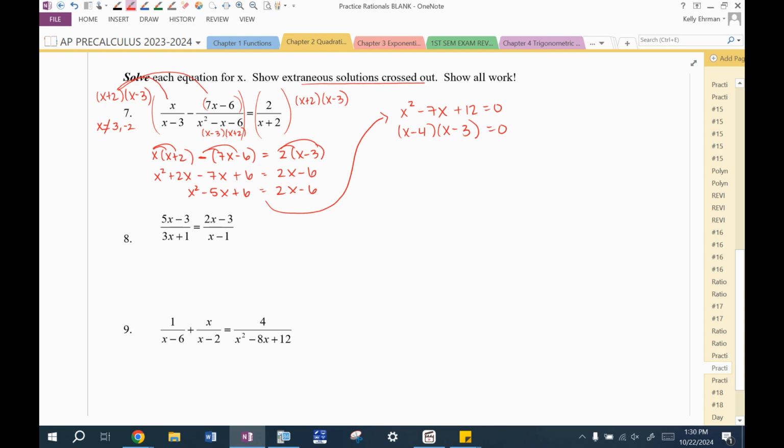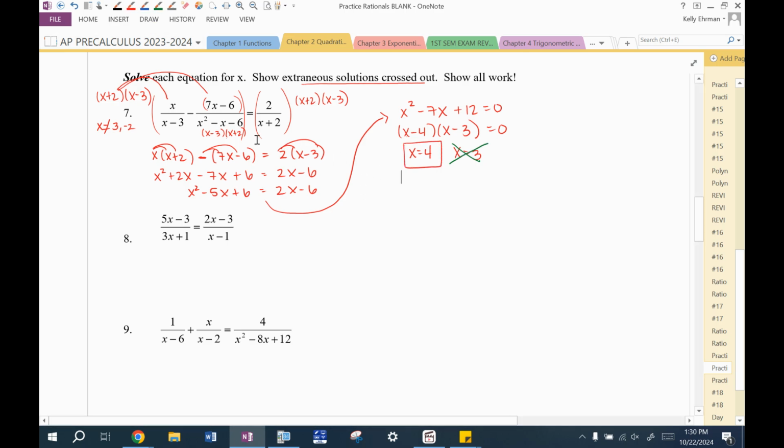This factors into x minus 4, x minus 3. If x minus 4 equals 0, then x equals 4. If x minus 3 equals 0, then x equals 3. Are either of those extraneous solutions? x can't equal 3, so that's extraneous. But x can equal 4.